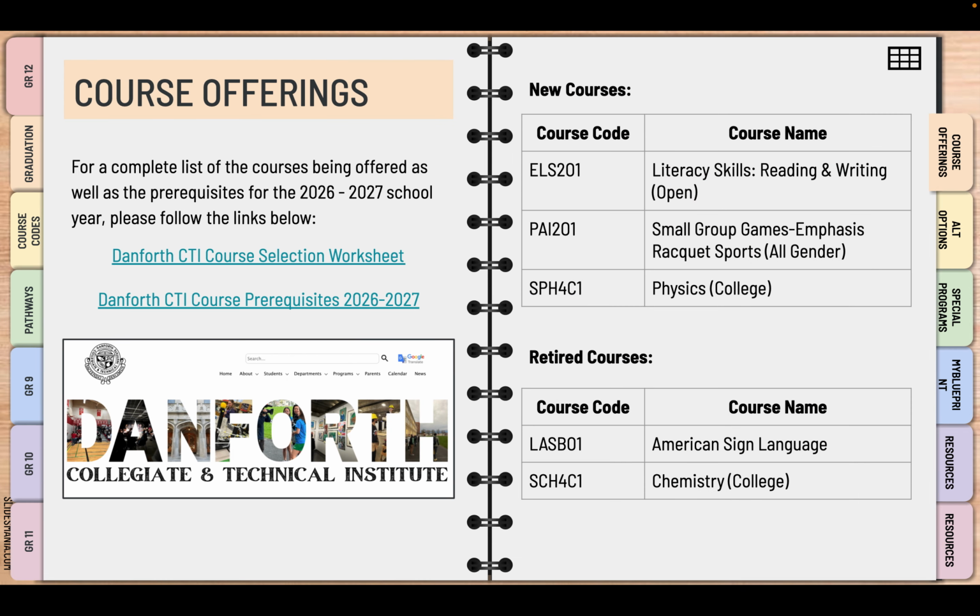When it comes to course offerings, we are going to have our DCTI course selection worksheet widely available. We'll have handouts ready to go and guidance. We're also going to post this on the Danforth website, as well as on the grade 9-10 Google Classroom. You're going to want to not only look at that worksheet, but also double check your prerequisites. Prerequisites tell you the course that must be taken successfully before being able to go on to the next course. So please make sure you're double checking your prerequisites before picking courses.